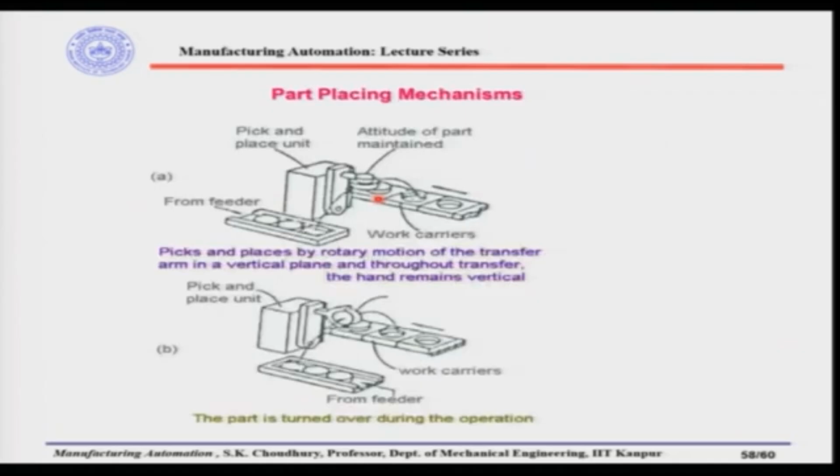Here are some other examples of the part placing mechanisms. The diagrams, as you can see, are self explanatory. Here it picks and places by rotary motion of the transfer arm in a vertical plane, and throughout transfer the hand remains vertical. See, here we have the feeder, the parts are coming from the feed track, and this is the pick and place unit.